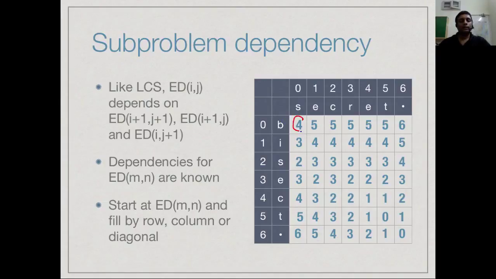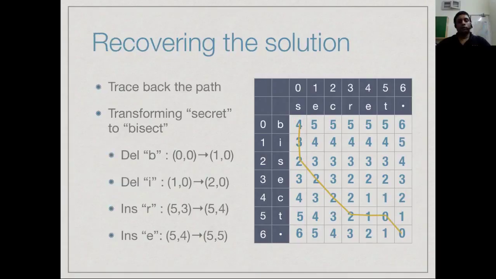bisect and secret is actually 4. I need to make 4 changes, just using the inductive definition that we had done earlier. And as before, now the question is, how do I recover the solution from this? So I follow the path. So why did I get a 4 there?